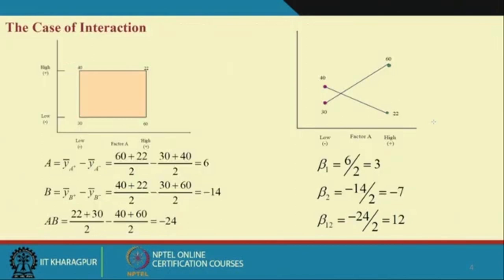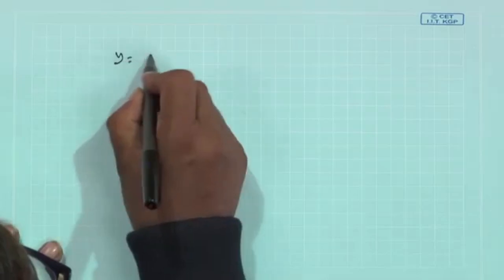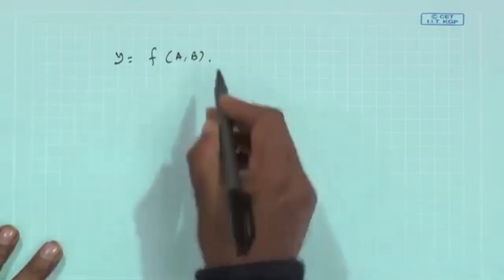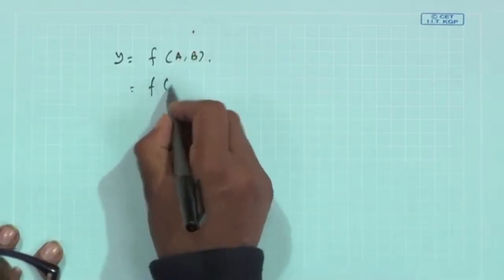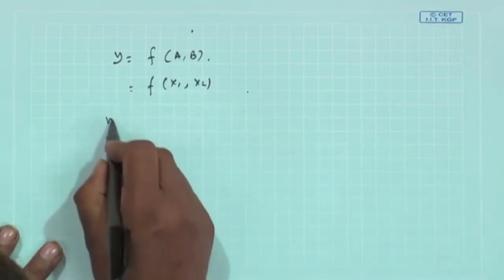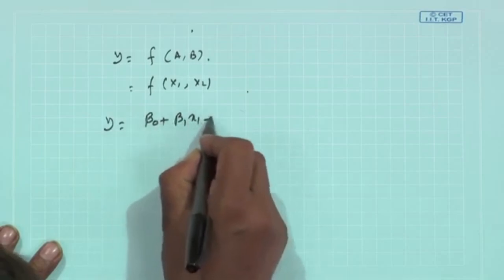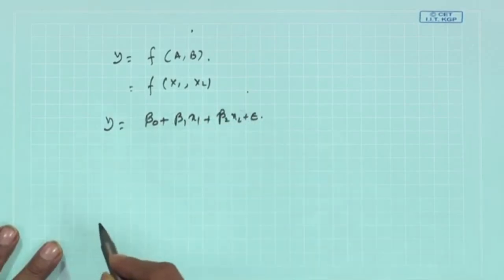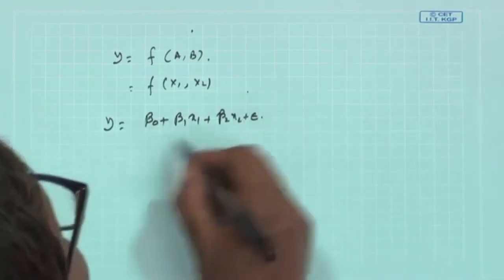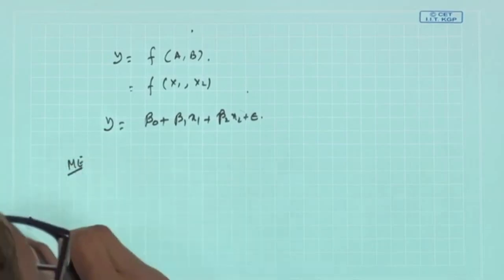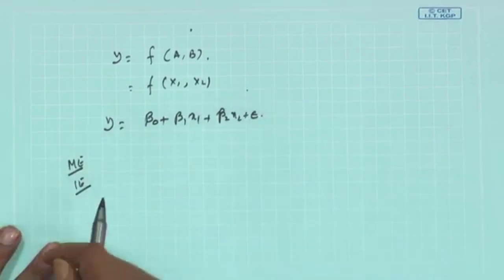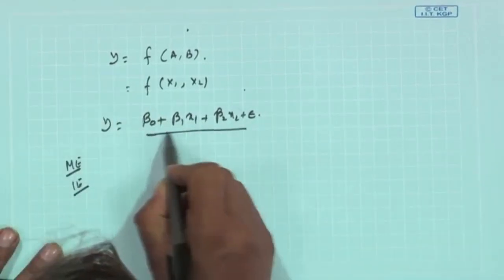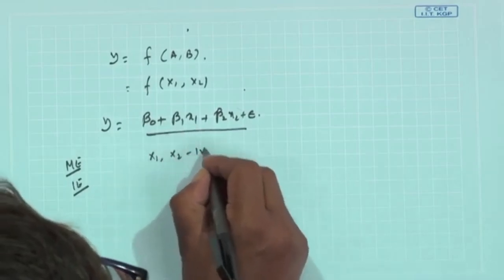So, so far I have talked about two different factors at two levels, minus and plus, and so we can say Y is a function of A and B, or in regression mode we can write it as X1 and X2. Then we can write this as beta 0 plus beta 1 X1 plus beta 2 X2 plus epsilon. Now, is there any relation between the main effects and interaction effects and the regression parameters? This is a regression equation when X1 and X2 are purely independent IVs.